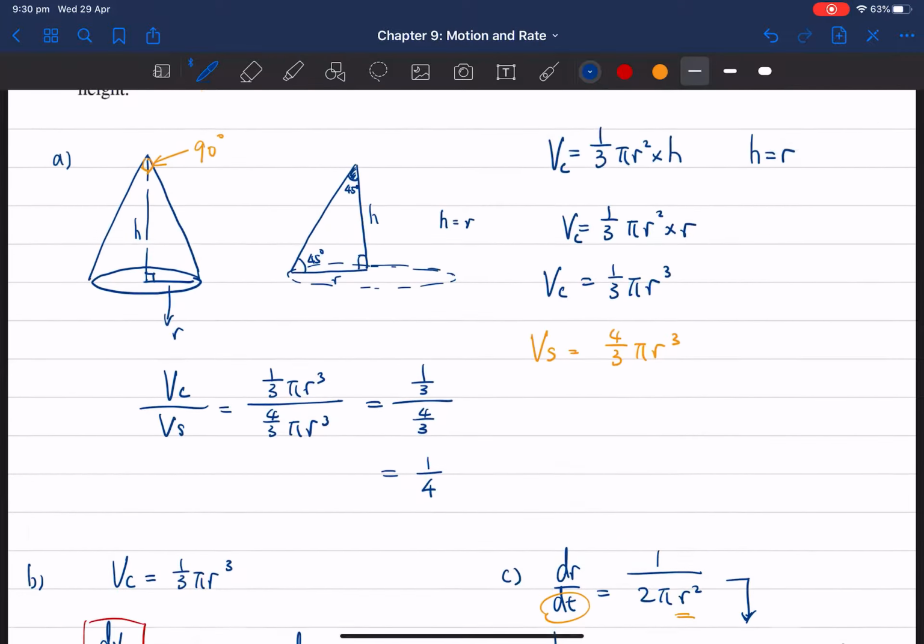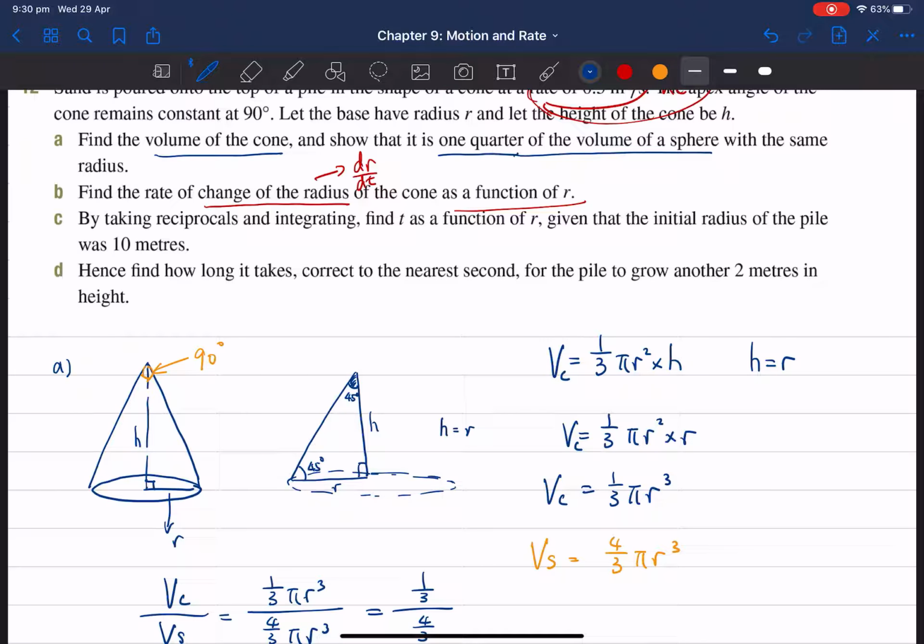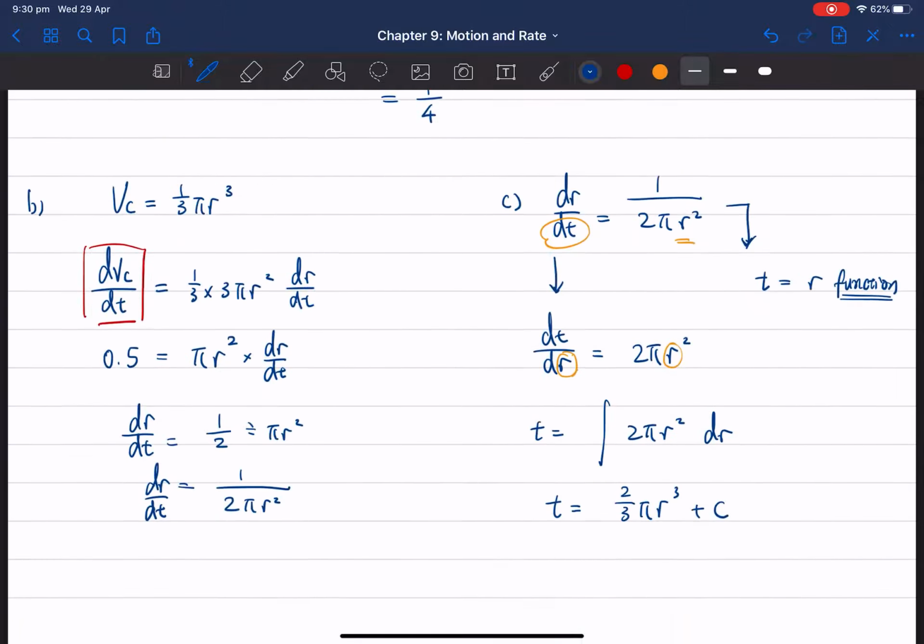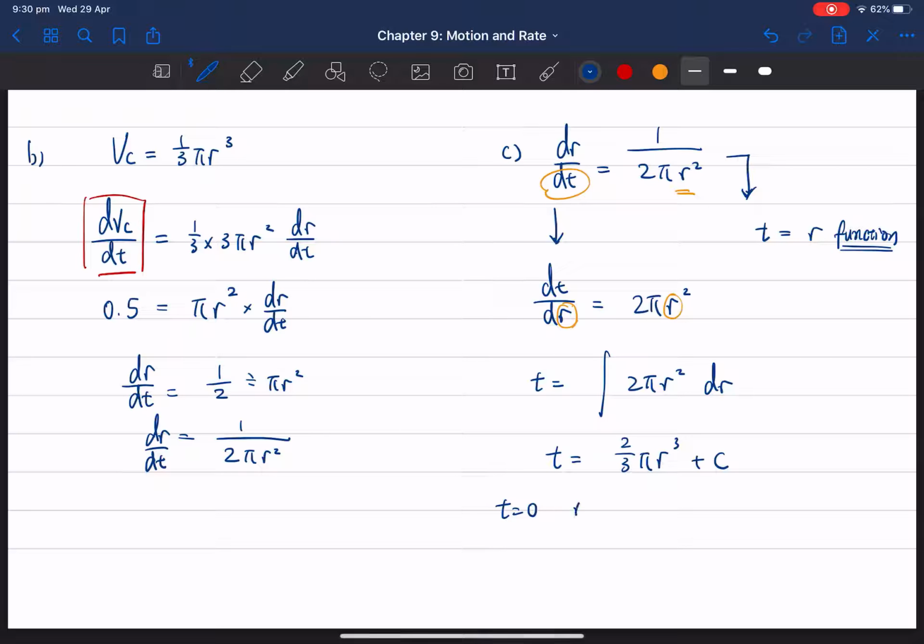Alright, so let's have a look at the initial condition. Initially the radius is equal to 10. So when t equals 0, the radius is equal to 10. So 0 is equal to 2 pi times 10 to the power 3 over 3 plus c. From here we can work out the value of c. So c is equal to negative 2 pi times 10 to the power 3 over 3. And then of course you can replace the c by this value to get to the final answer.